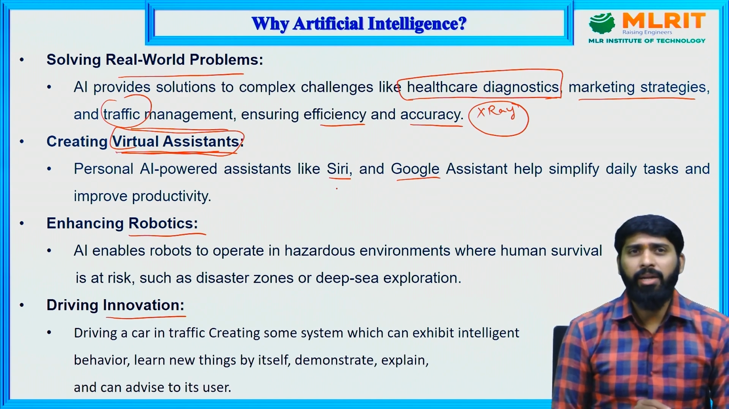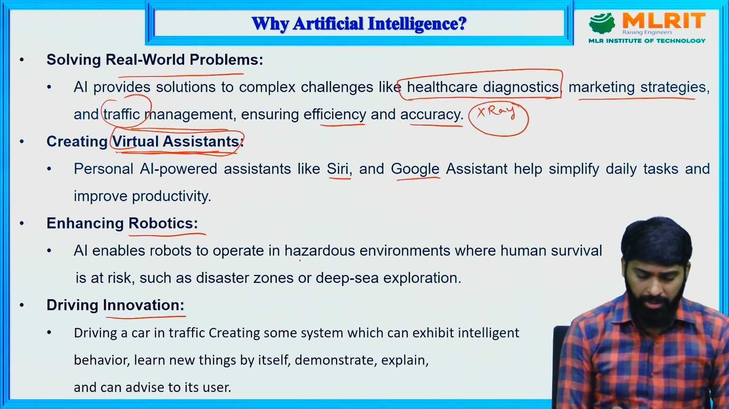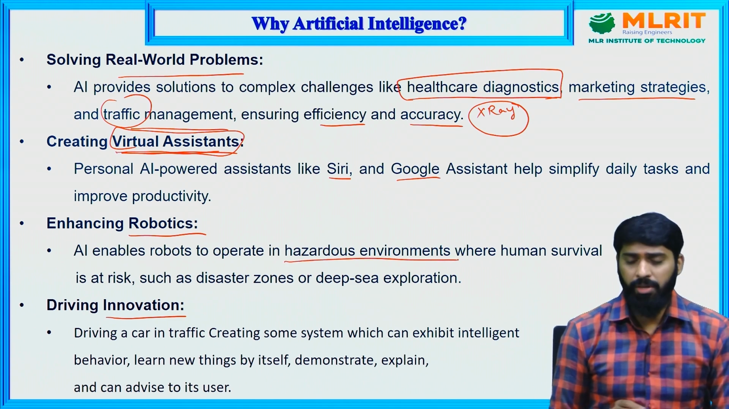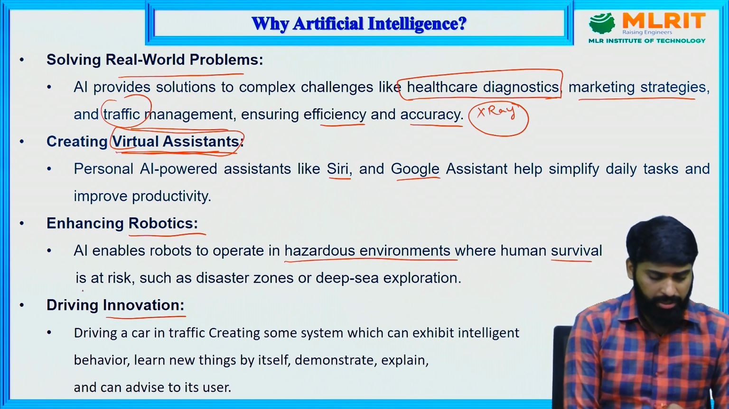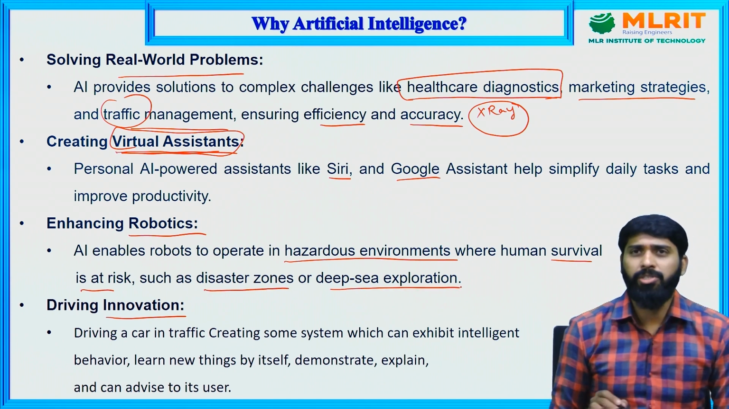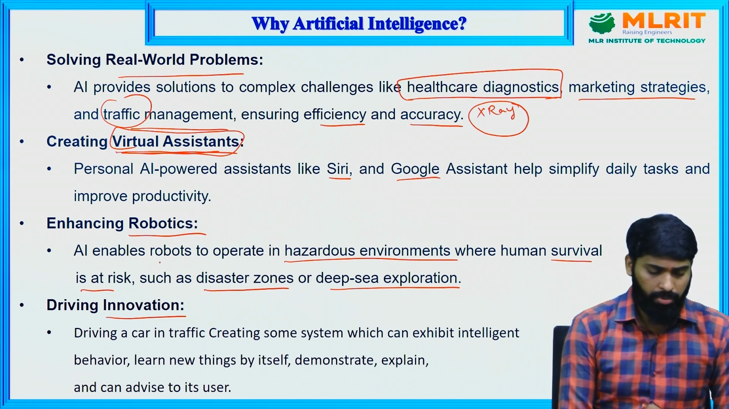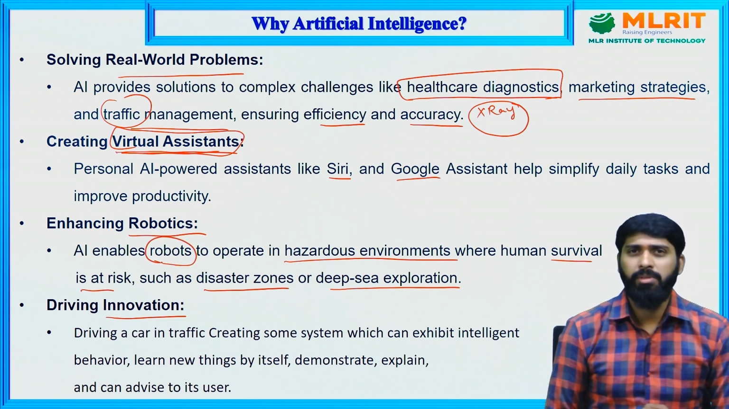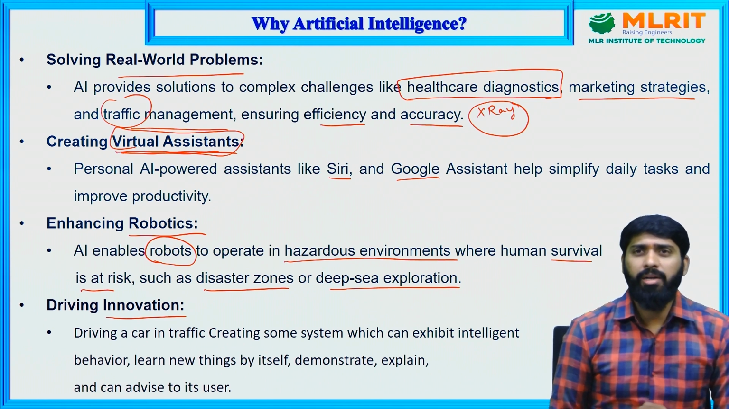So AI enables robots to operate in hazardous environments where human survival is at risk, such as disaster zones or deep sea exploration. So now if there is a danger in that environment, we use the robots to solve the problems.